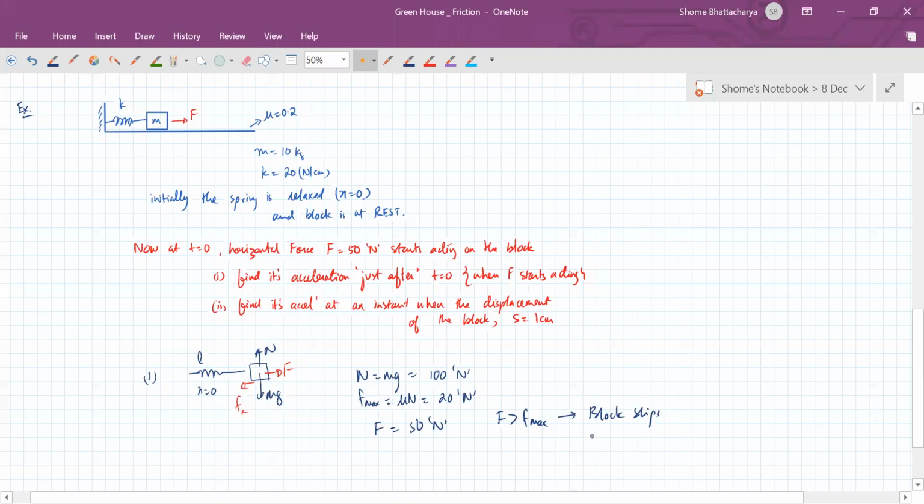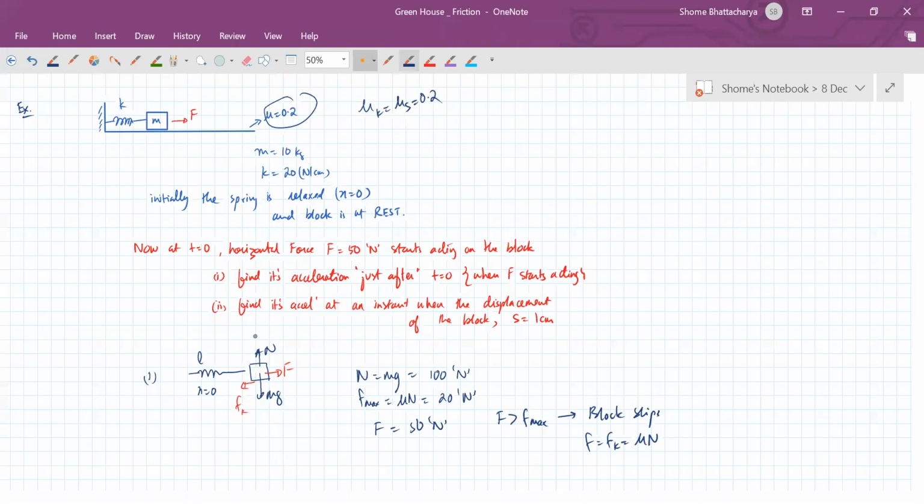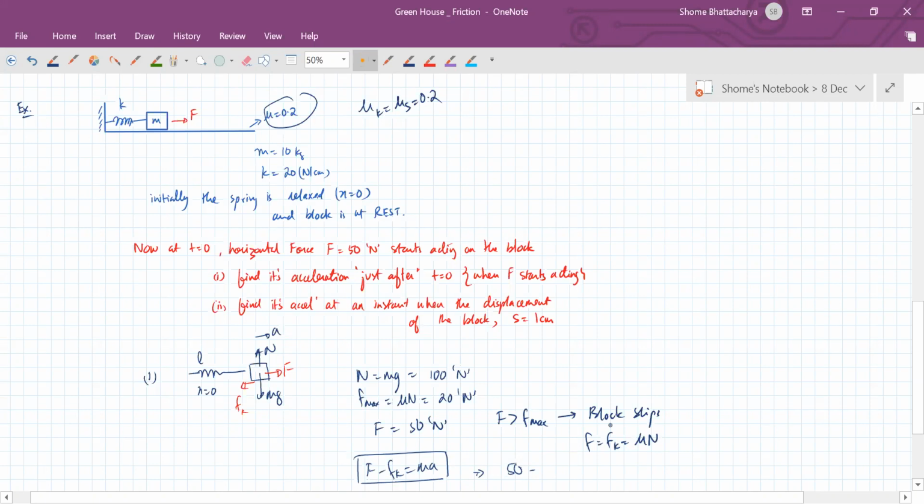Okay, and the friction will become kinetic friction, which is again mu n, because here there's one common value of mu. So this common value of mu means that mu k is equal to mu s is equal to 0.2. Okay, so initially this is your free body diagram, and so we have F minus kinetic friction is equal to ma. This becomes our equation. So we have 50 minus the kinetic friction mu n, which will be 20 newtons, is equal to mass of the block into acceleration. So the acceleration in the first part is 3 meters per second square. And good to see many of you have got this correct.